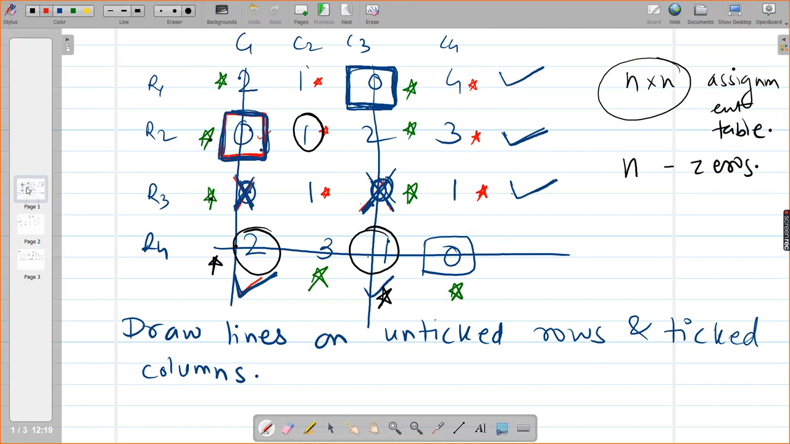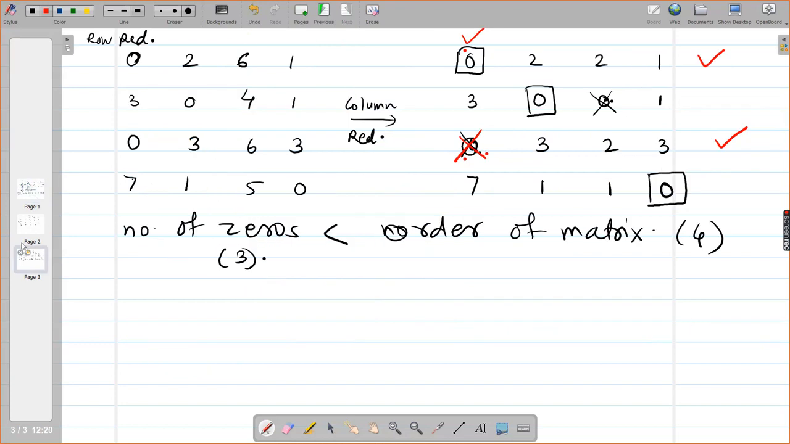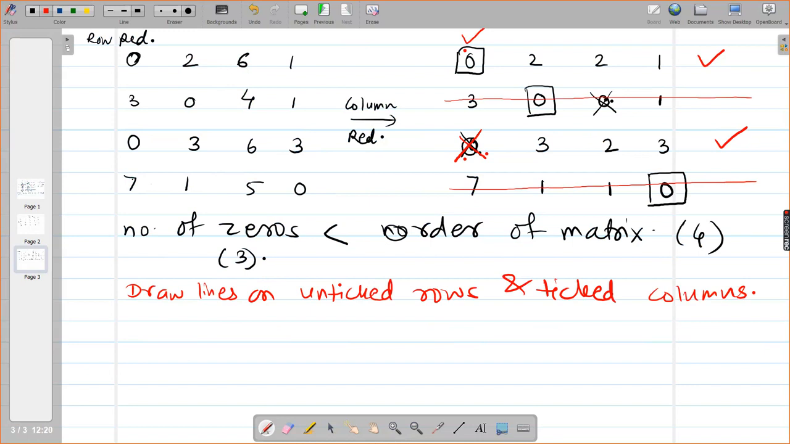ओके, सो अभी क्या करना है हमें? ड्रॉ लाइंस ऑन, कहां बोला है? ड्रॉ लाइंस ऑन अनटिक्ड रोज एंड टिक्ड कॉलम्स. सी, अनटिक्ड रोज कौन सी है? ये एक रो है अनटिक्ड, ये एक रो है अनटिक्ड, एंड टिक्ड कॉलम ये है. गेटिंग इट? सो कैन यू सी ऑल द zeros are covered?